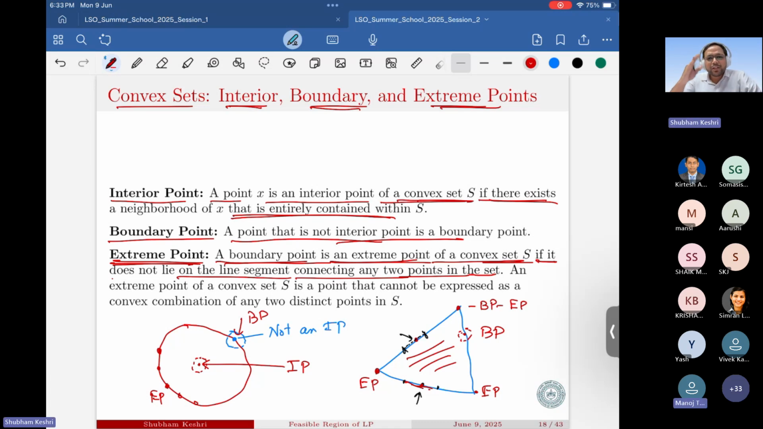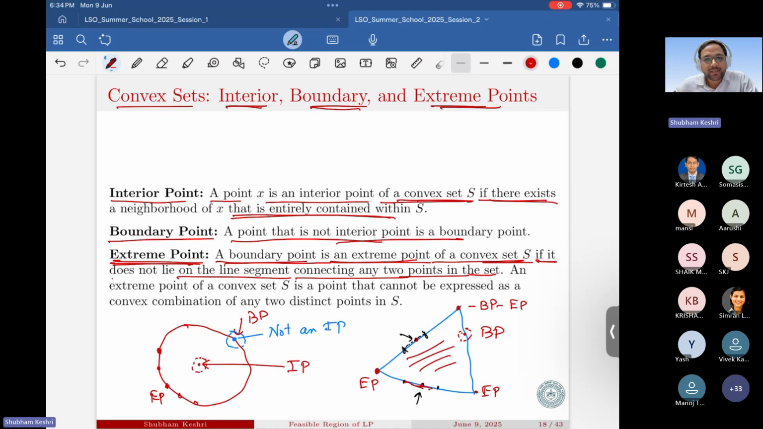So you see it is very similar to corner points in 2 dimension, right? So corner points and extreme points are actually the same thing in 2 dimension. See the similarity. An extreme point is that point where you cannot find 2 points in the same set and connect those 2 points such that that point lies in that line segment.